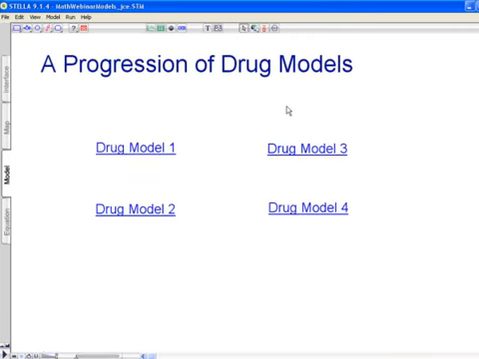One of the things that I have used in my modeling, in my second year advanced algebra class, is a sequence of models that I label drug models, after a conversation with a research pharmacologist who actually uses STELLA in his drug research.